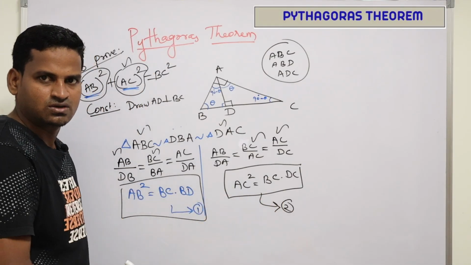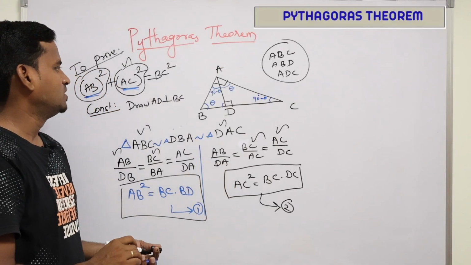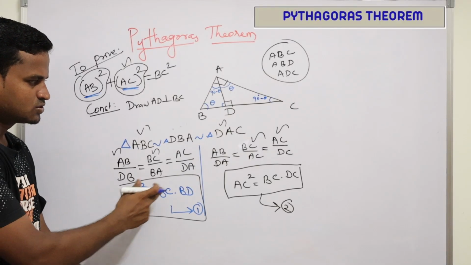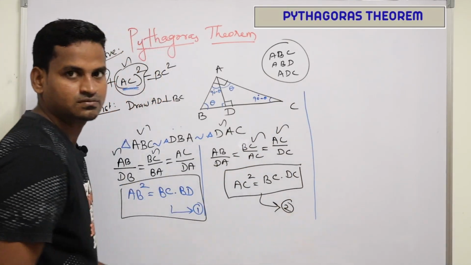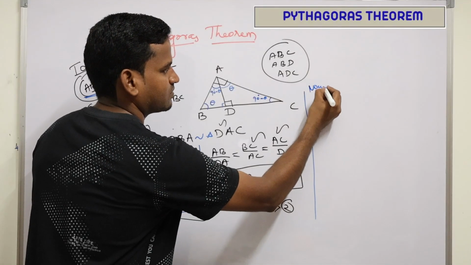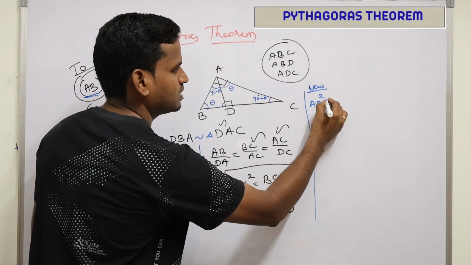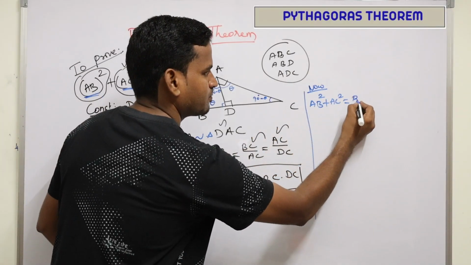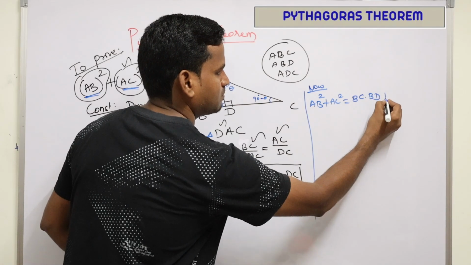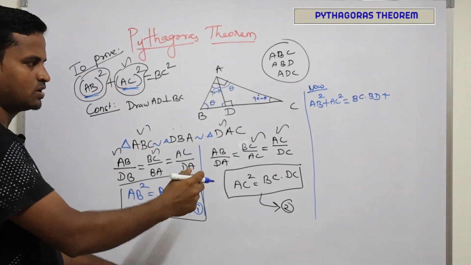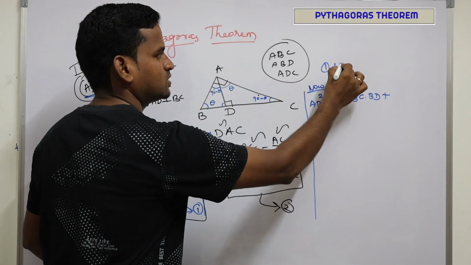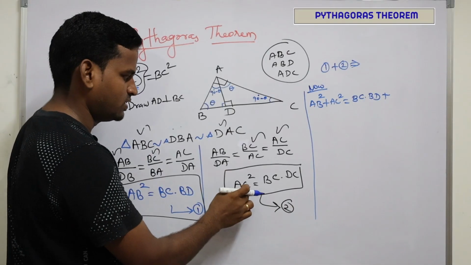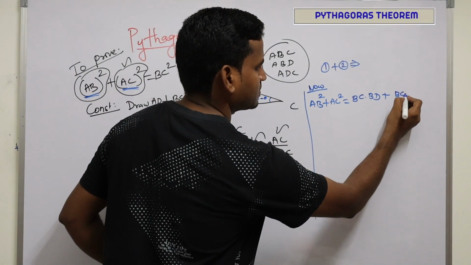AB square is there, AC square is there. If I add these two, I should get BC square. That is the result to prove. Now let me add the AB square value plus the AC square value. AB square value is BC into BD, plus, adding equations 1 and 2, this is the process we are doing, the value of AC square is BC into DC.